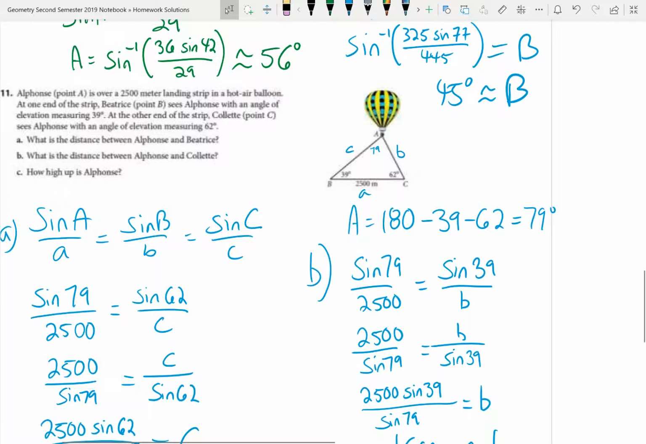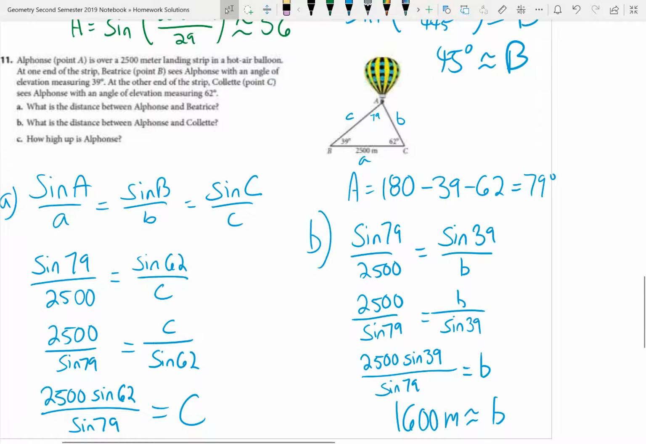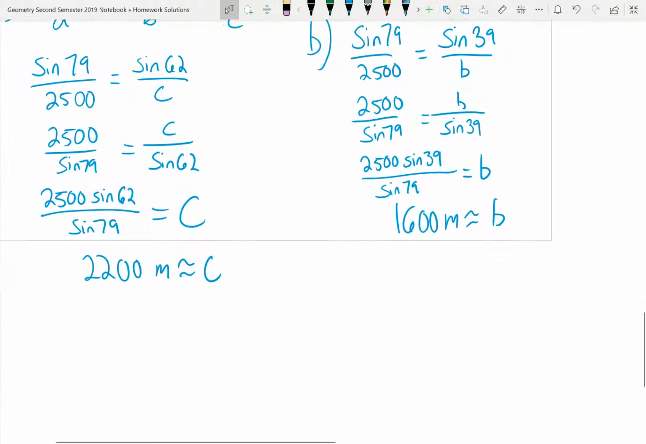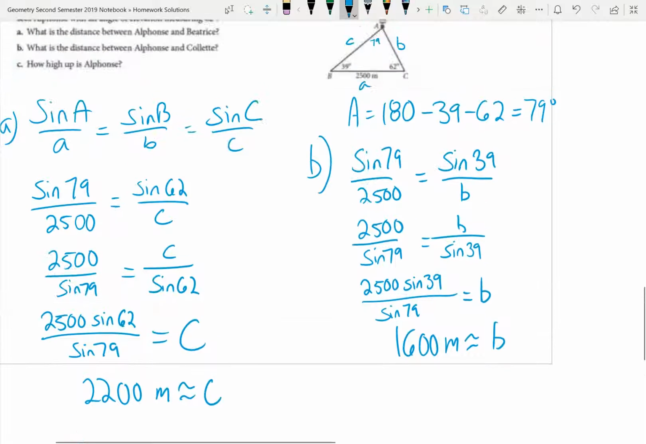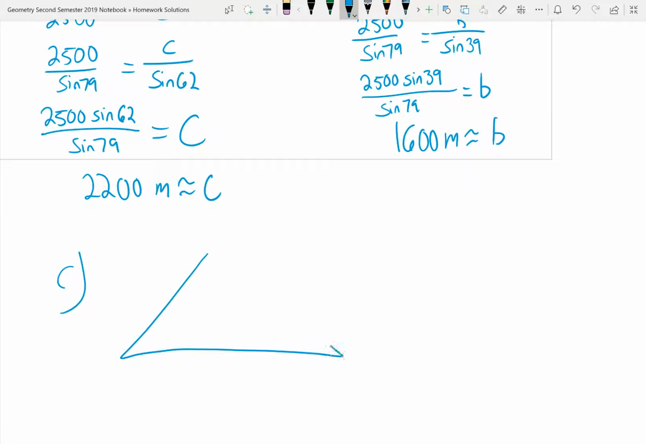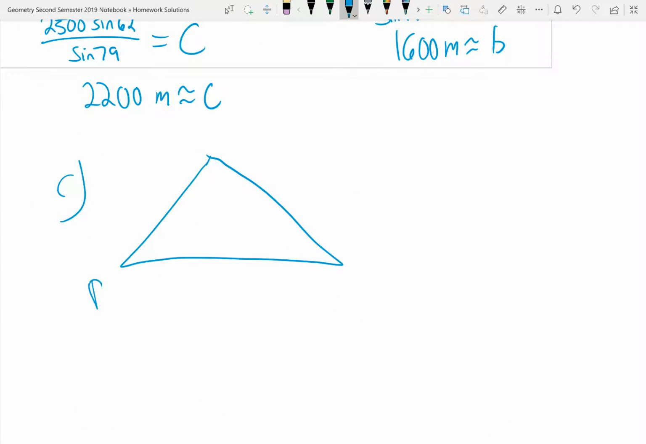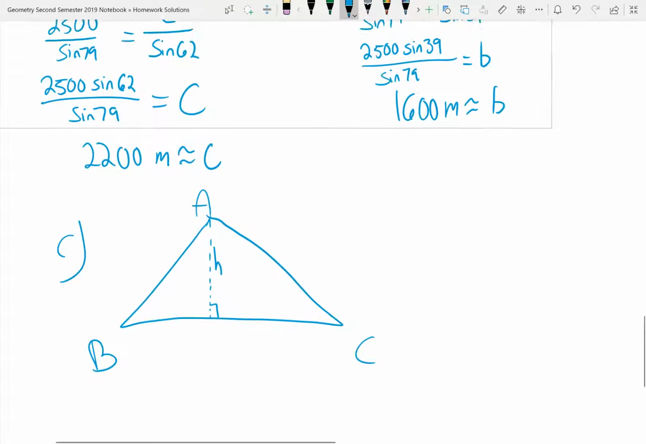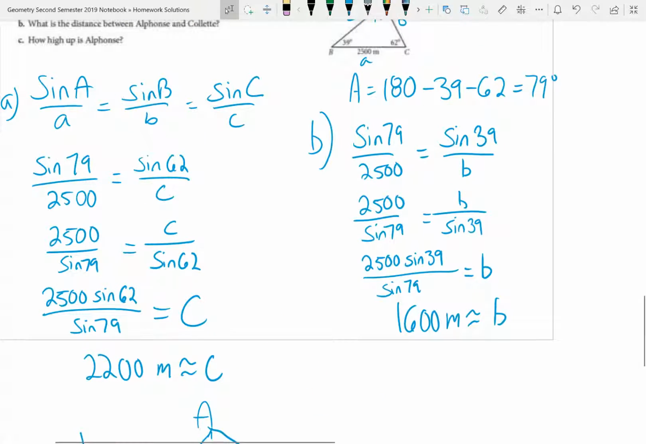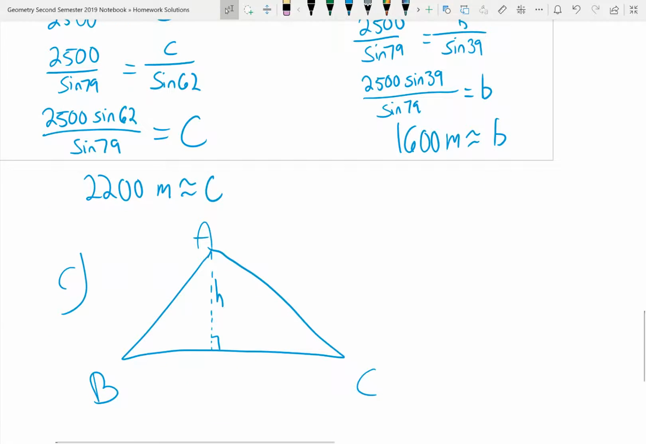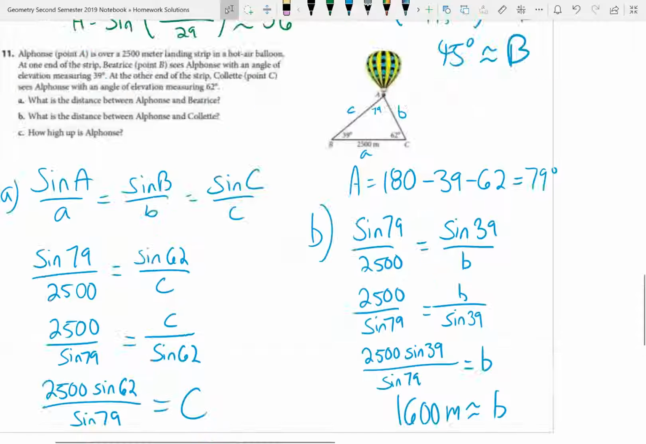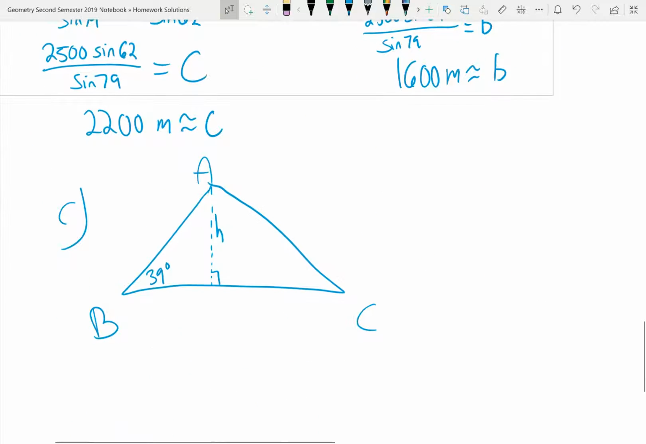Let's see, how high up is Alphonse? That's basically going to be H. So let's go ahead with part C. How high up is he? To do this, I'm going to redraw the triangle here. This is B, C, A. And then the altitude or the height of the triangle is H. I only need one angle. I'll make this 39 degrees, and the distance from A to B is C. That's about 2200.